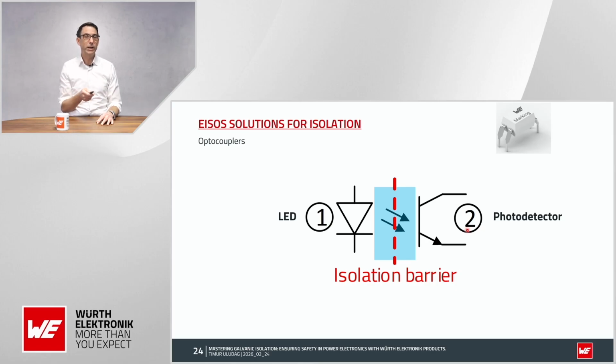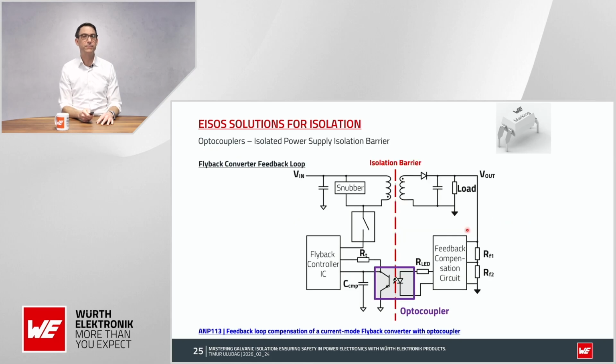Where do we use an optocoupler? In most isolated converters that require a tight output voltage regulation, here we use an optocoupler to transfer the feedback signal here from the output voltage divider across the isolation barrier, from the secondary side, from the compensator, to the primary side, to the controller. That means we have got here a signal isolation from the secondary side to the primary side.